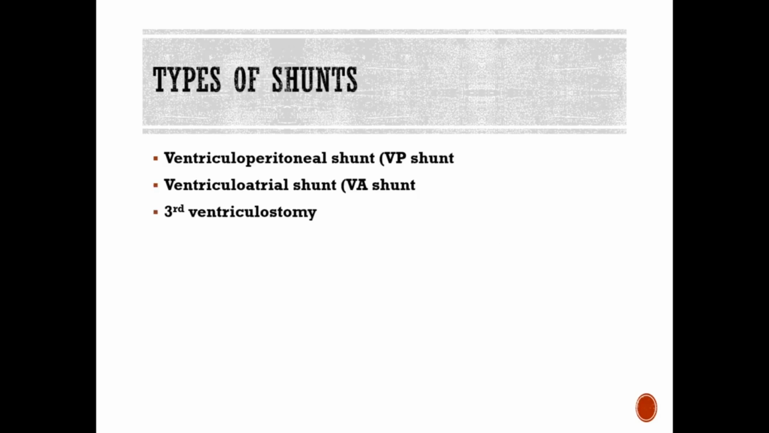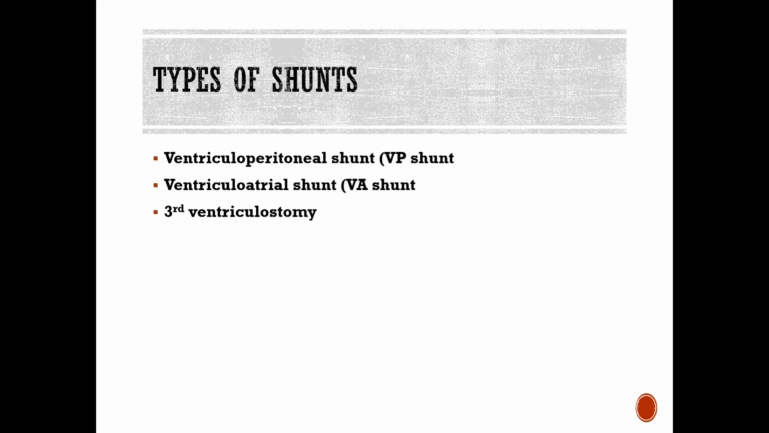So I mentioned the different types of shunts. You have your VP, or ventriculoperitoneal shunt, and then your ventriculoatrial shunt. So the VP shunt, this is when the cerebral spinal fluid flow is directed from the lateral ventricle into the peritoneal space.